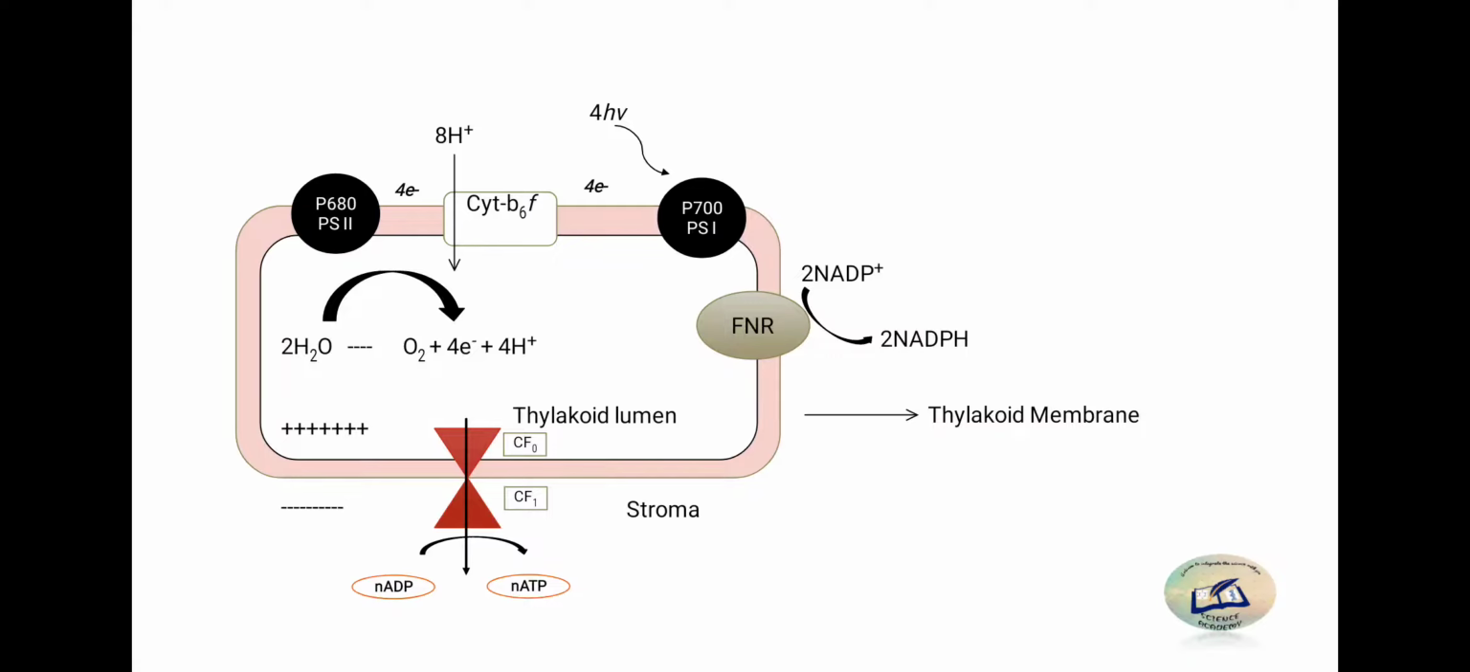Now these H plus combine with the NADP plus. Can you see there in the figure? NADP plus and H plus combine together, and with the help of the enzyme, the ferredoxin NADP reductase enzyme, they further combine to form NADPH, which would be used further in the process of photosynthesis for the production of glucose, sugar compounds, which we will study in the next slide, the Calvin cycle.